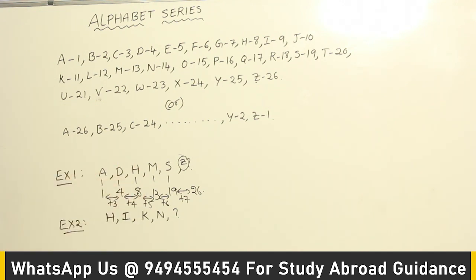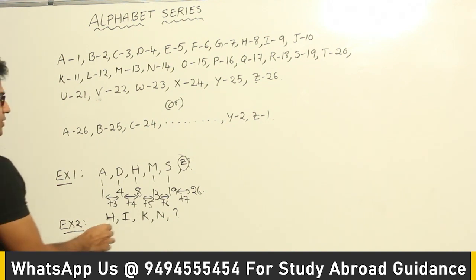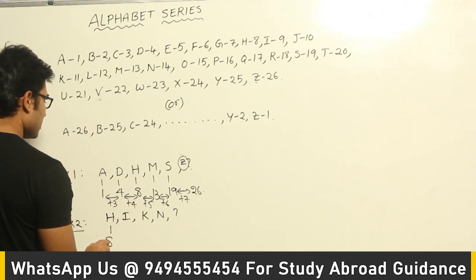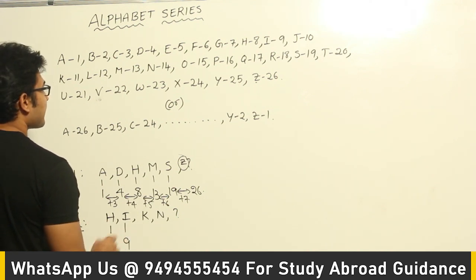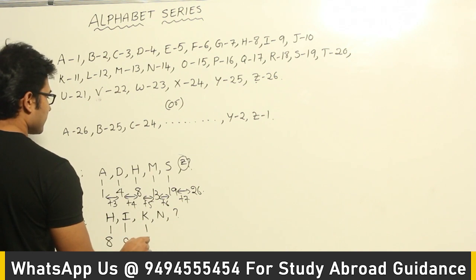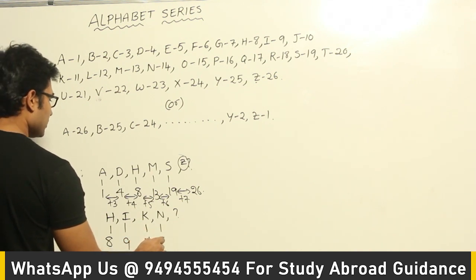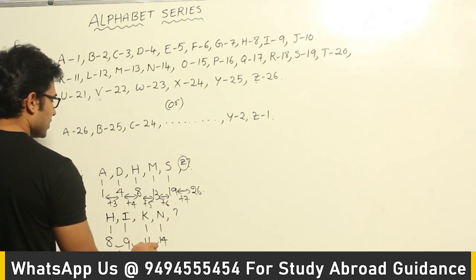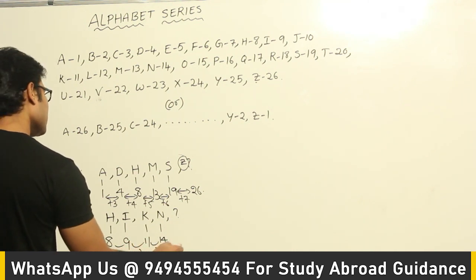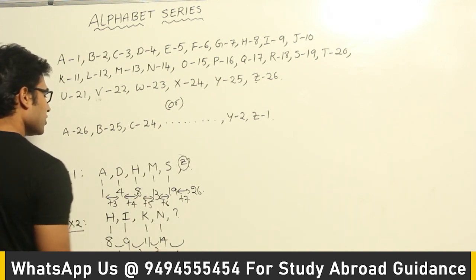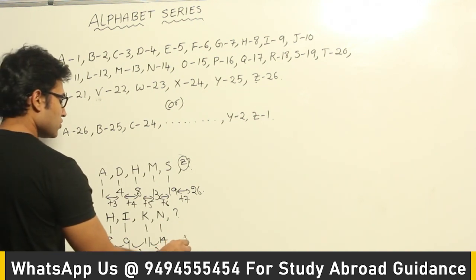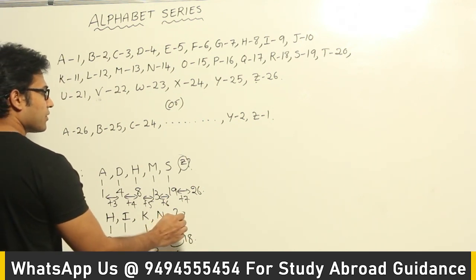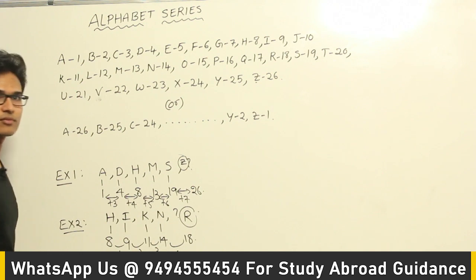Okay, fine. And the next one is H, I, K, N are given. So let's see what they stand for. H is for 8, I is for 9, K is for 11, and N is for 14, right? So the difference here is 1, the difference here is 2, the difference here is 3. Now what about the next one in the series? That should be differing by 4, right? Therefore the next one should be the character which is standing for 18. Now what is the character standing for 18? R. Therefore R is the answer. Got it? Okay.